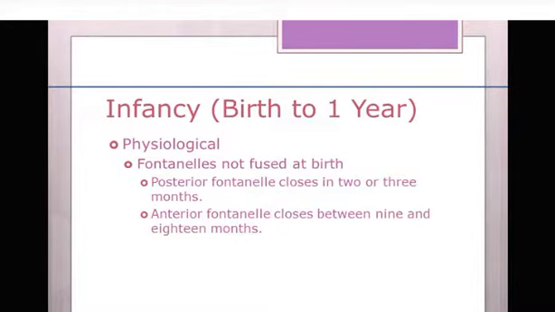When you have a newborn baby, those plates have not yet welded themselves together, okay? And you're going to have places in between that will be soft spots. And if you touch them, you don't want to push heavy on them, but if you touch them, you can feel that there is no skull under there. So we've got to be very gentle with those.